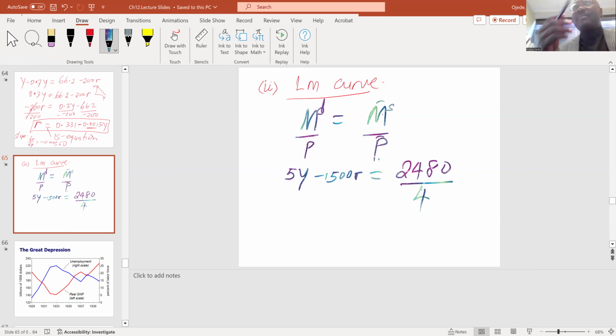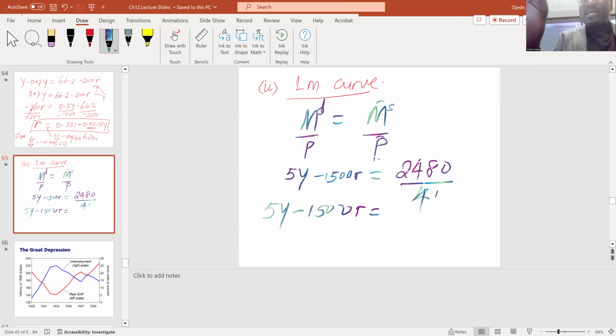The LM curve is the easiest to derive. So you get 5Y minus 1500R must equal 2,480 divided by 4, which is 620.